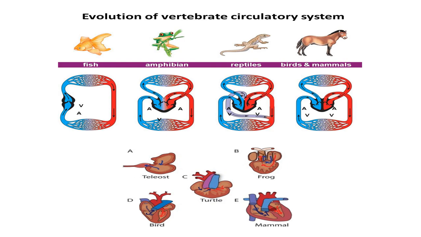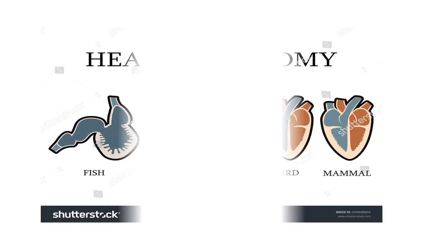In the fishes, the heart is two-chambered. Then in amphibians, the heart is three-chambered. In reptiles, the heart is also three-chambered, except for the large-sized reptiles like the crocodiles, which have a four-chambered heart. In birds, the heart is well developed and it is four-chambered. And in mammals, the heart is also well developed and four-chambered.